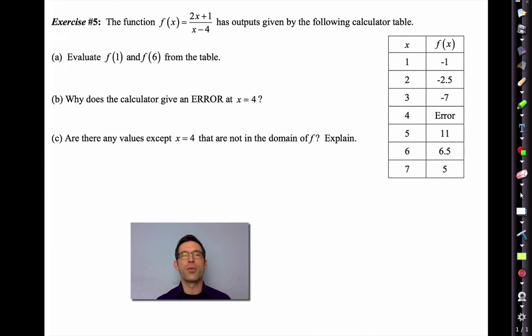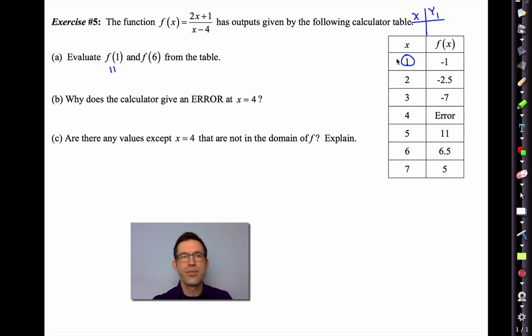And let's take a look at one with a table. The function f of x equals 2x plus 1 divided by x minus 4 has outputs given by the following calculator table. So if I put this into my table and I looked at it, granted I'd see x, maybe y1, but whatever. So here are our outputs. Now, letter A just says evaluate f of 1 and f of 6. Again, this is awesome. I love tables for evaluating functions.